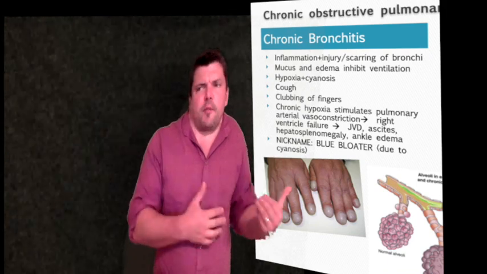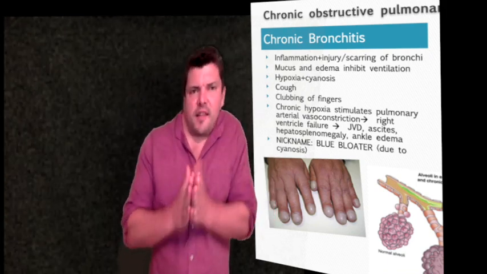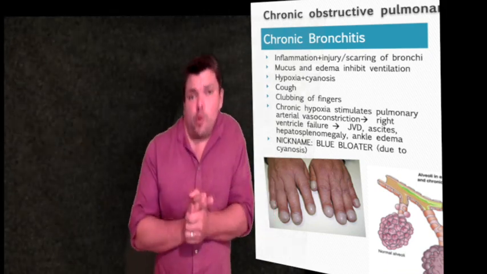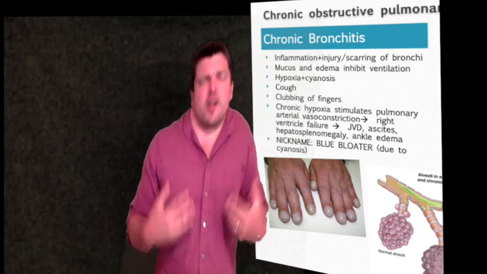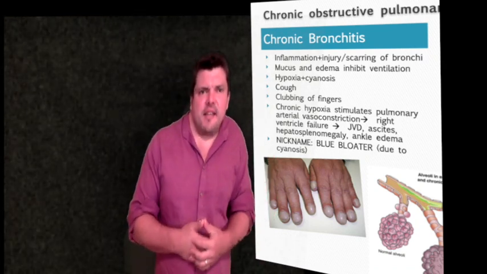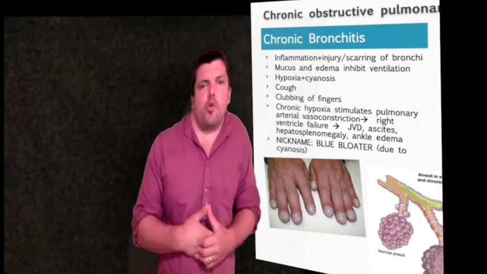Sometimes patients with chronic bronchitis, because of the lack of O2, will have a bluish tone to their blood and ultimately a bluish tint to their skin. It gives them the clinical nickname blue bloater.